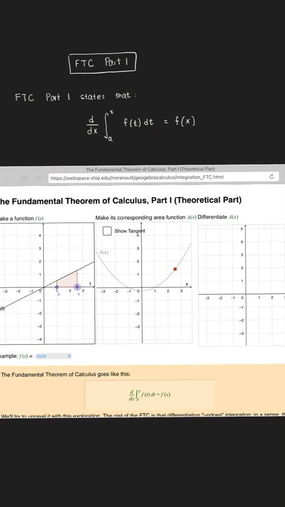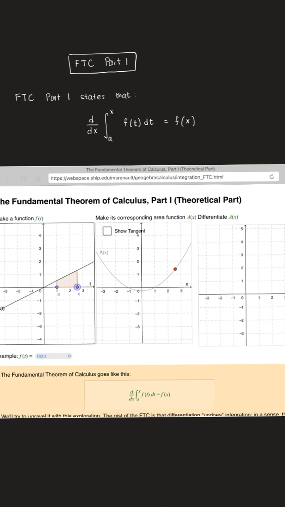Okay, in this video, we're just going to try to make sense of the fundamental theorem part 1, which was proved in the previous video. Recall that the fundamental theorem states that the derivative of the accumulation function will be equal to the function evaluated at x.